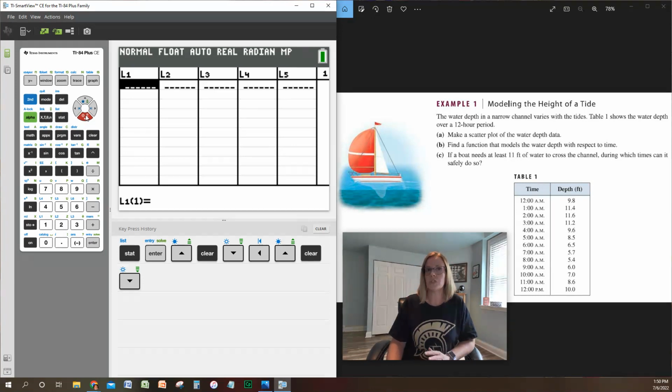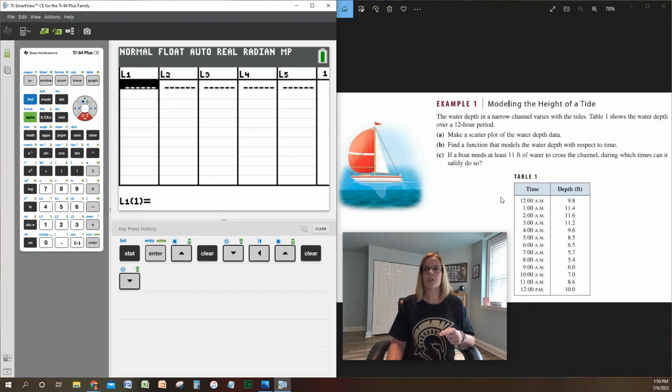But the next thing you do have to do is you have to put the information from the table into list 1 and list 2. So the first column with the time is going to be our list 1. The column with the depth is going to be our list 2. Now there's one little trick with this when we're putting these numbers into our calculator.